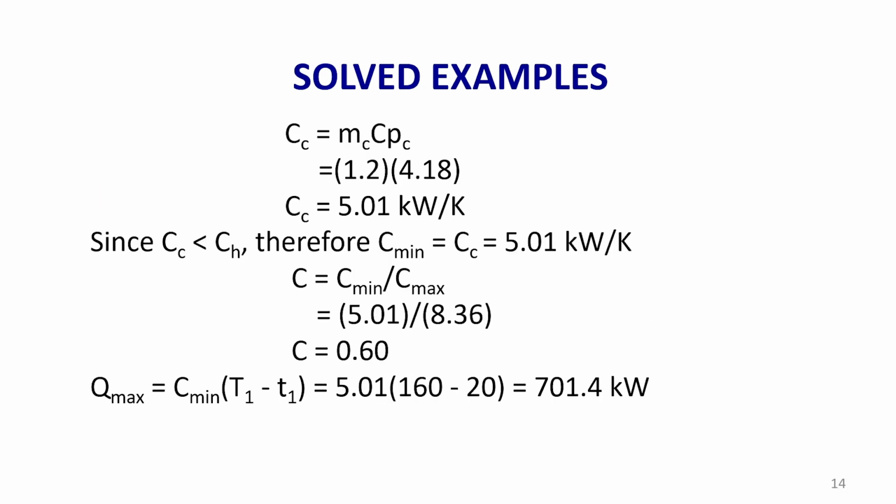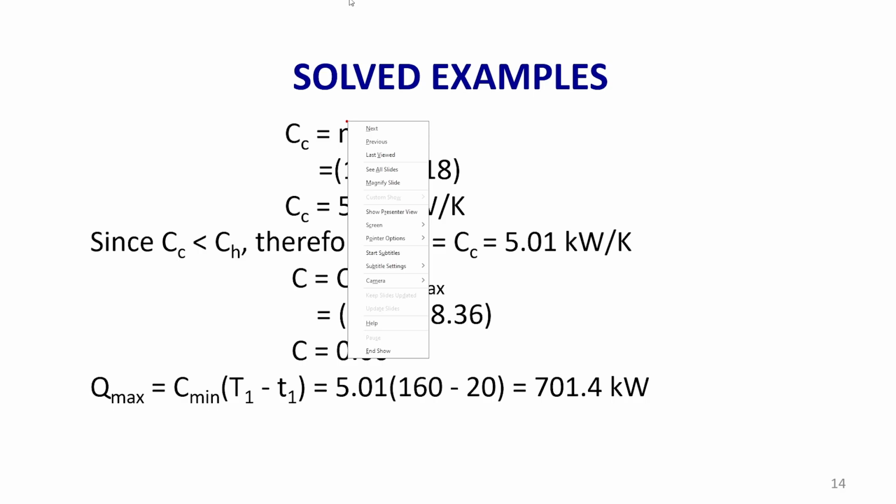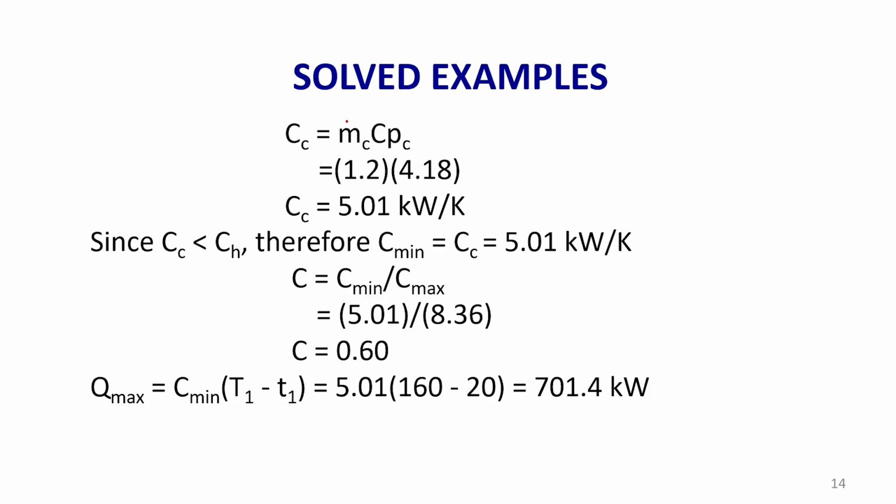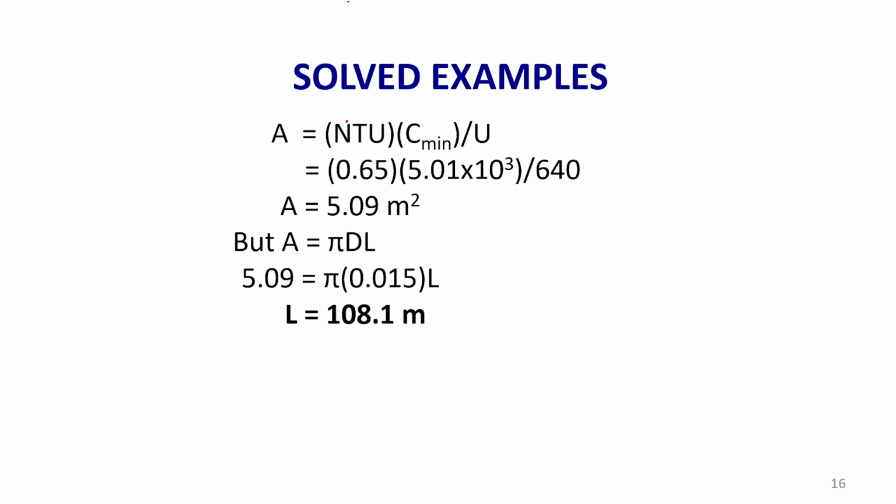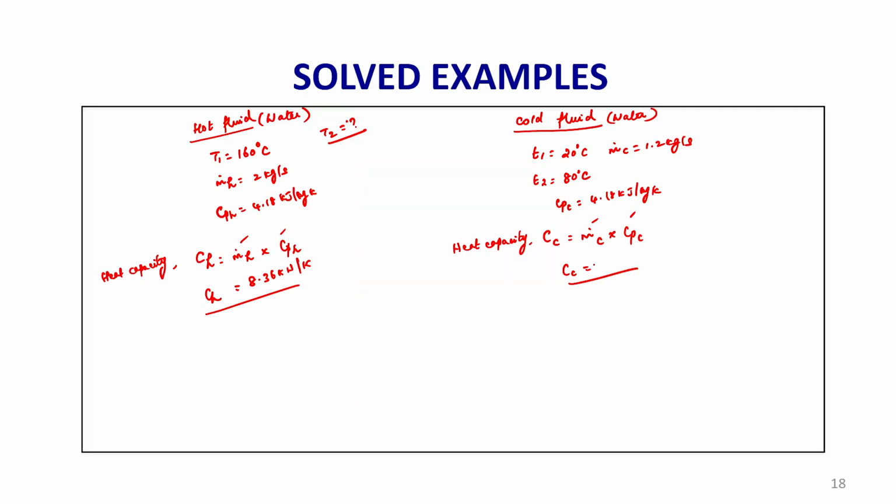This also will be mass flow rate, so the dot will be there. So that is 5.01. The heat capacity of the cold fluid is 5.01 kilowatts per Kelvin. So the heat capacity of the cold fluid is less than the heat capacity of the hot fluid. Therefore, C minimum is the minimum of these two heat capacities, C minimum equal to C_c.